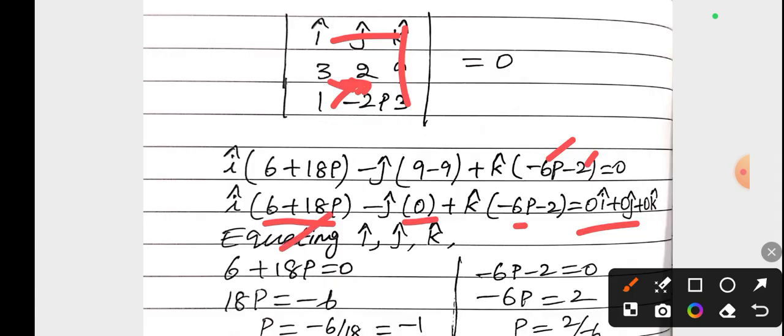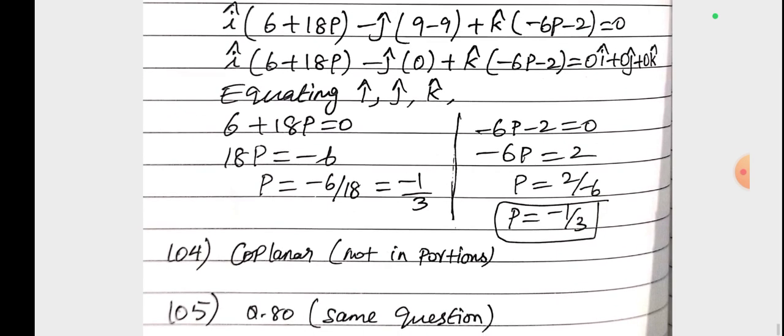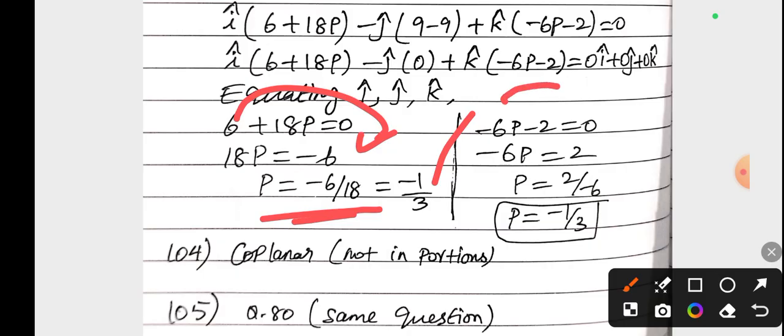So 6 plus 18p is 0. Equating this, plus 6 goes across as minus 6, so p equals minus 6 by 18, that is nothing but minus 1 by 3. For 0 j, you can't equate 0 and 0. For k cap you equate: here minus 6p minus 2, here 0. Minus 2 goes across as plus 2, and p is 2 by minus 6. So p equals minus 1 by 3.